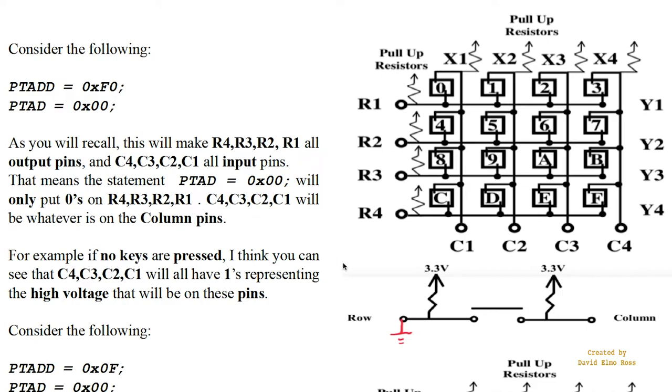So what that really means is that if we're putting a 0, that means all of our rows are now connected to ground, which is what we have here. Even with this pull-up resistor, you're going to have 0 volts coming to this point here. What that means is that if there's no key being pressed at all, then all of the column pins are now going to be at 3.3 volts because they're all connected to pull-up resistors here. So that's very important to understand that.